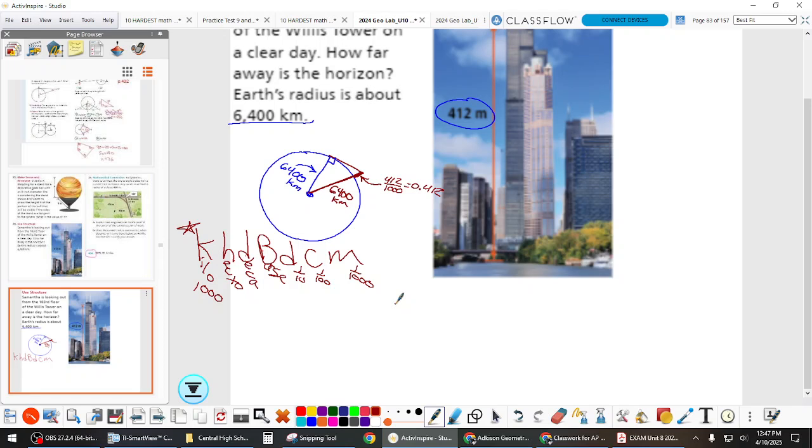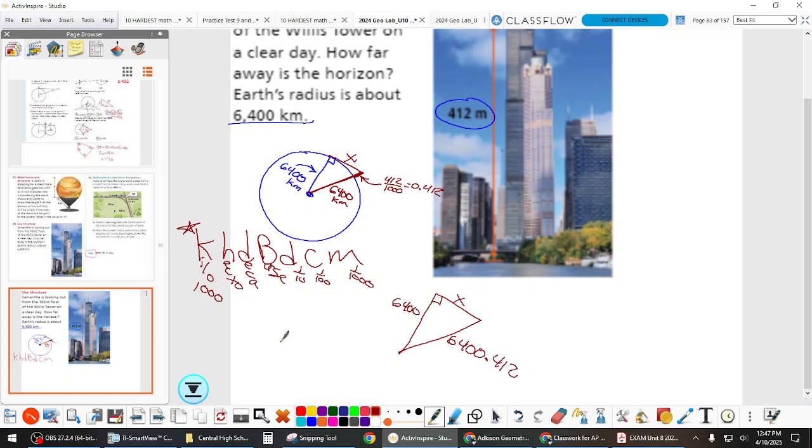So did we really add much to this? No. In the scheme of the whole radius of the Earth, we added 0.4 kilometers, which is nothing compared to 6,400. But it's enough that we can see the horizon, and it's enough to give us x, the distance to seeing it. Okay, so I would zoom in on that triangle now. We have 6,400, we have 6,400.412, and we have x.